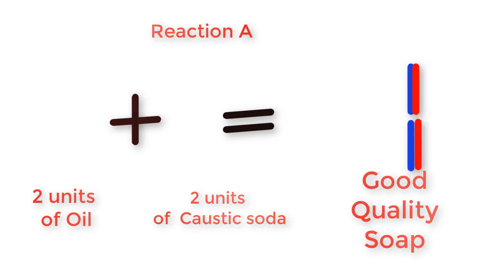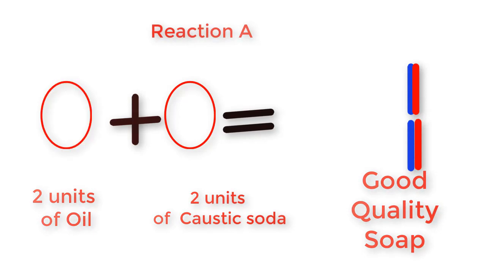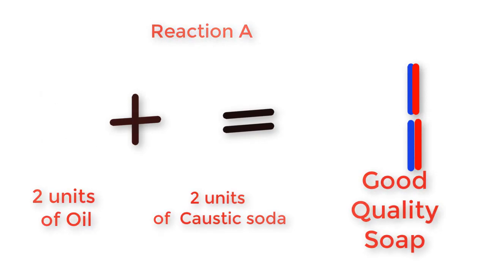Now, let's observe this combination or this reaction. You will notice that all the caustic soda has been consumed by the oil, such that at the end of the day, no reactant is left behind in the reactor. All the caustic soda has been consumed by the oil. So none of the caustic soda unit is left behind. This is a good quality soap because no caustic soda is left behind.